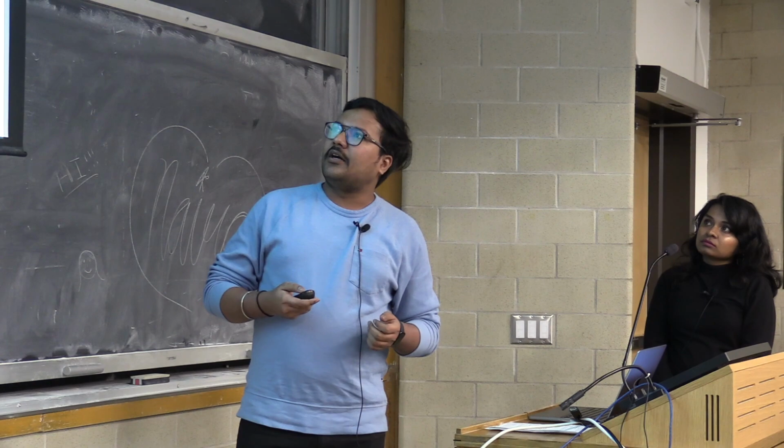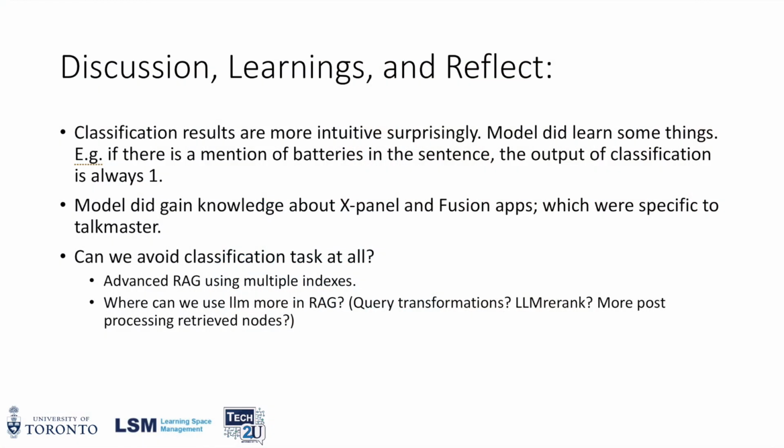And for the learnings of this project, despite the size of the classification model, it gave really nice results, and it did learn some things, like if there's a word called batteries in the query, its label is straight away 1, so it sends staff to the room. For the RAG model, it got to know there's a button from which you can turn the projector in a room on and off remotely.